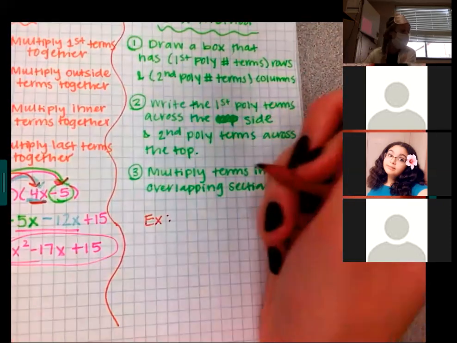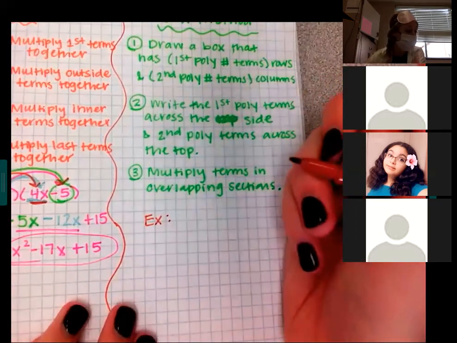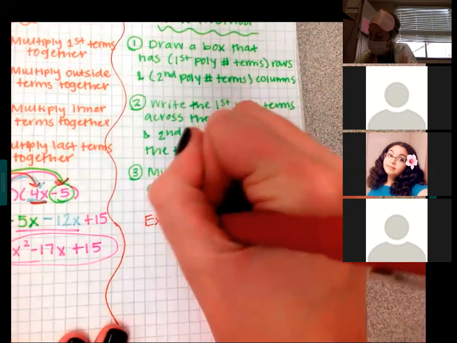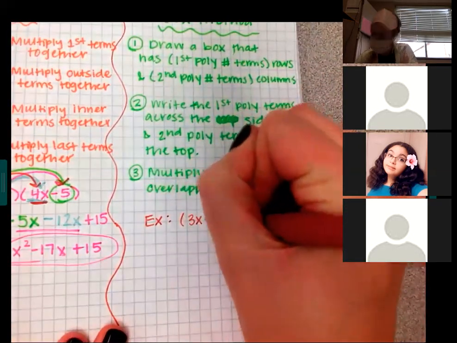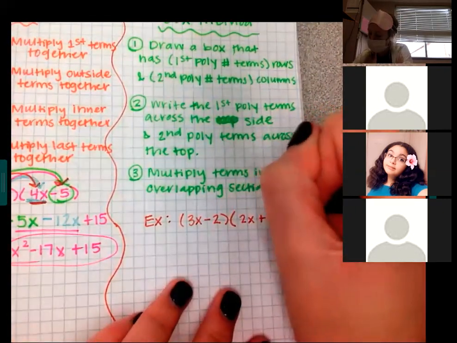You better stay paying attention, because we're going to be doing this multiplying all week pretty much. Let's do 3x minus 2 times 2x plus 4.